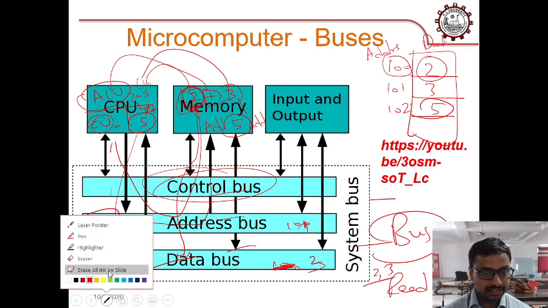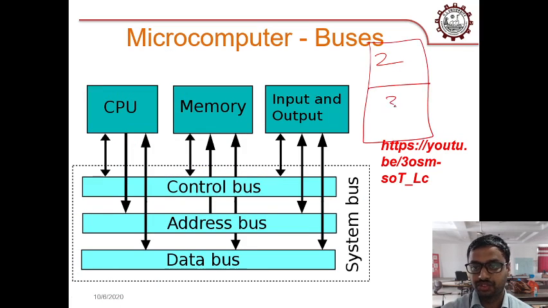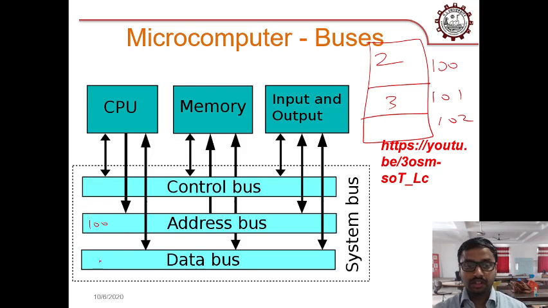So to summarize, let's see what happens again. So there are 2, 3, and this is the program. So 2, 3 is available here. First, in the address bus, I'll put 100 and I'll go here and tell it to read the data. The control bus will take a signal called read. Then this 2 is put on to the data bus and the CPU will get 2.